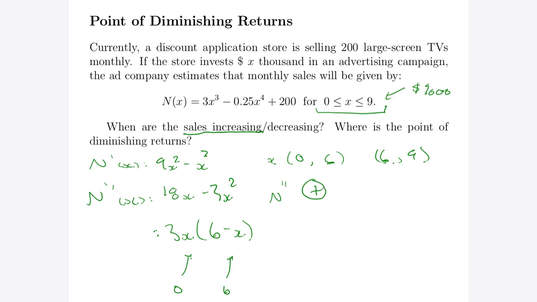And if we plug in a number like 7, we're going to get, let me plug that in here, 21 times negative 1 if we do 6 minus 7. So that's going to be negative 21. All we care about is that it's negative. That means our function goes from concave up to concave down, and we've got an inflection point at x equals 6. So that's something to just keep an eye out for. So think about that inflection point a little bit.